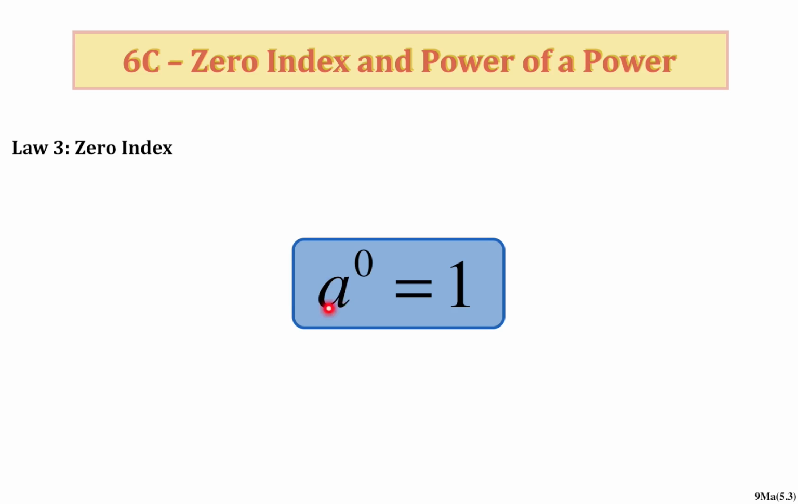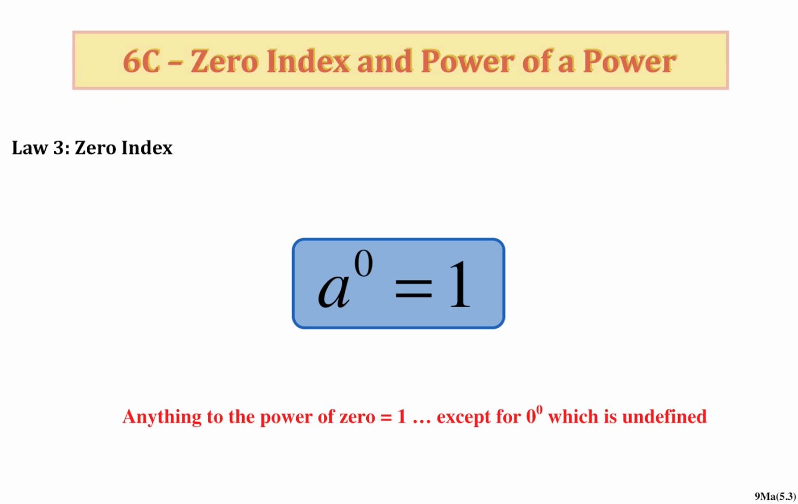Anything, it doesn't matter if it's a letter or a number, anything to the power of 0 always equals 1. There is an exception, and you'll never get one of these in the textbook. That's 0 to the power of 0. That's undefined by definition. But anything else to the power of 0 equals 1.